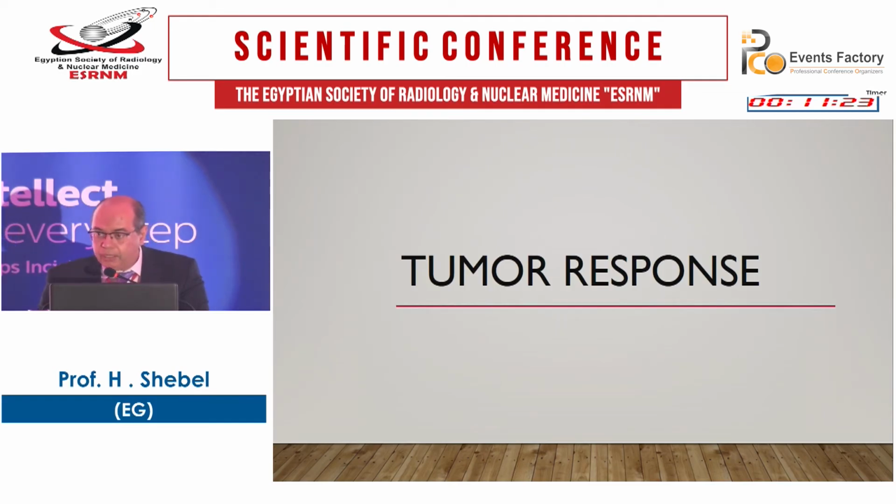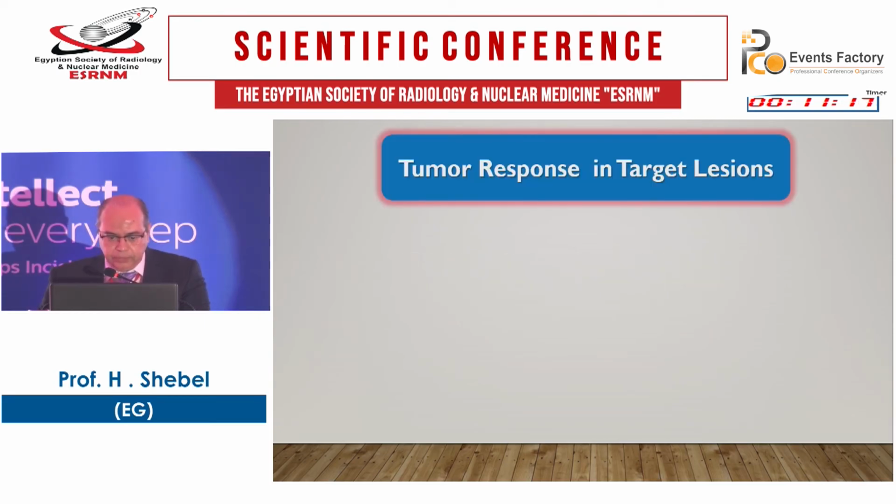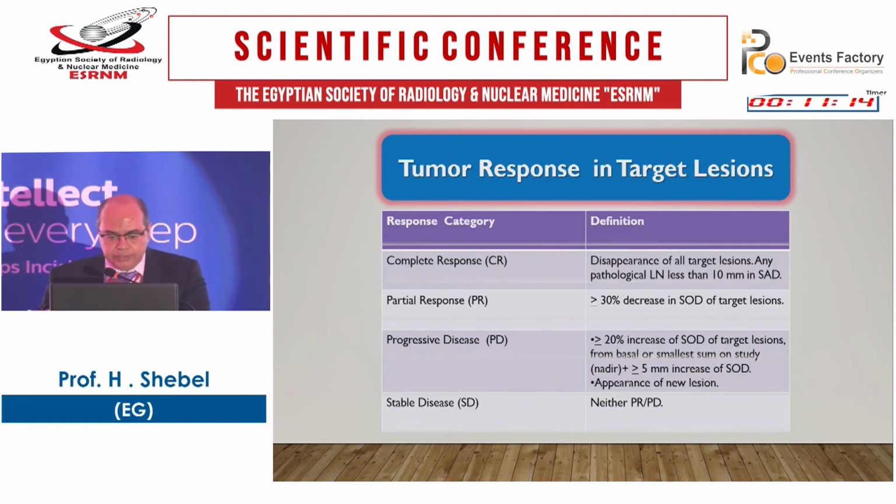So this is regarding the lesion. What about tumor response categories? Tumor response in target lesions is divided into 4 categories. Complete response means disappearance of all target lesions. So if you have 5 or 2 or 3 target lesions and in the next exam you find them disappeared, you achieve a complete response status for the patient, with one condition: if there is a lymph node, its shortest diameter should be less than 10 millimeter. This is the meaning of complete response.